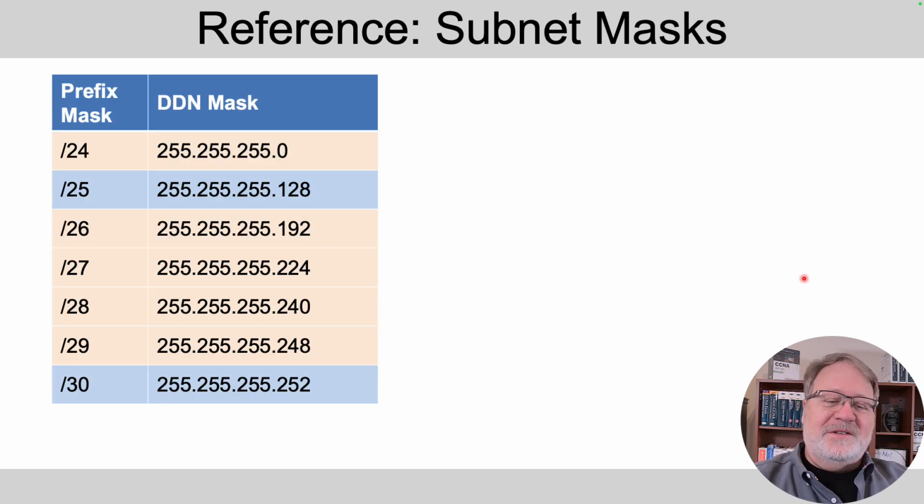Now, just as a reference, here are some popular masks that you'll see in prefix notation and in dotted decimal. The lighter colored ones are the 5 different masks we see in the 5 subnets in this design, if you just want to see them for reference.